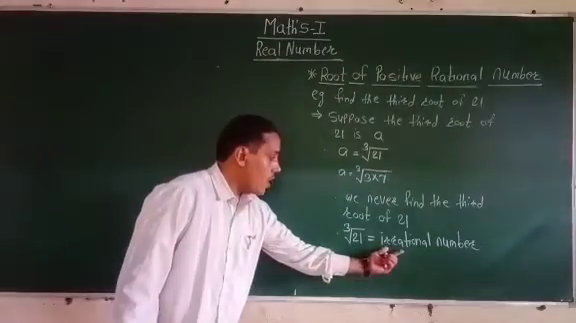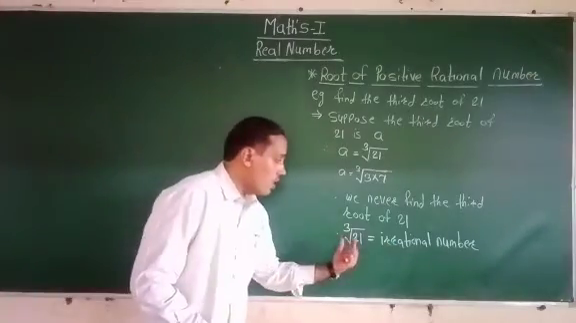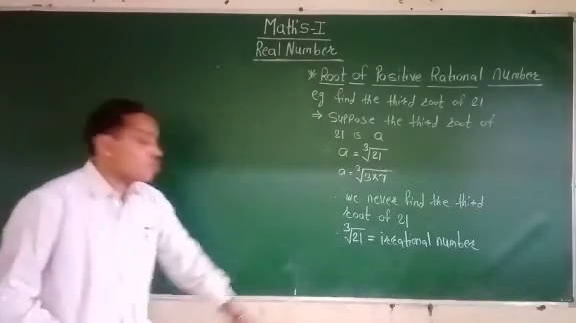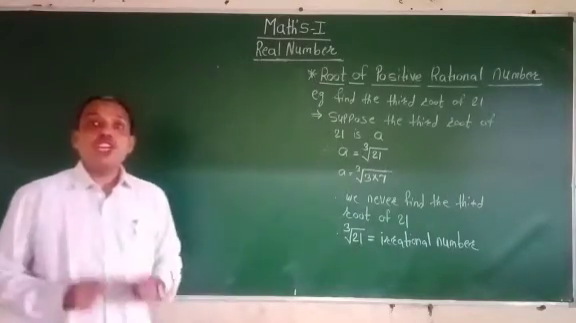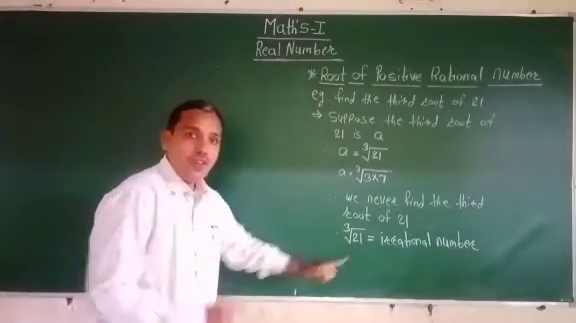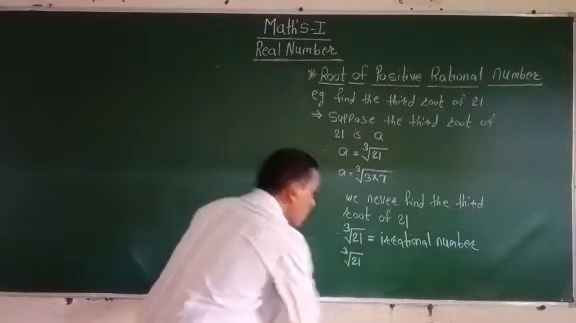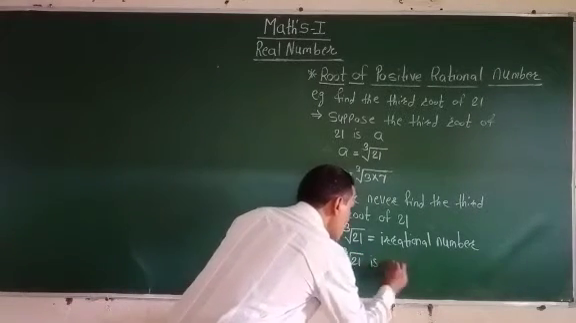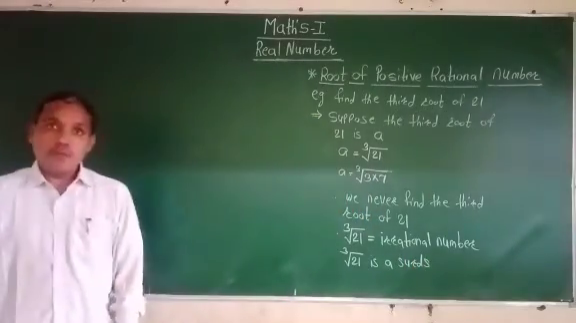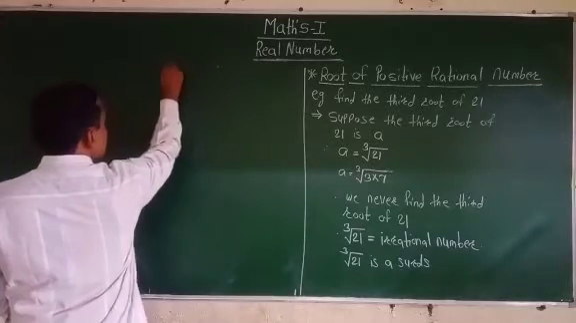So when we find any root of any composite number or any whole number, and we get an irrational value, those numbers we call surds. We call them surds, and that is why we say the third root of 21 is a surd. So what is meant by surds? By getting the definitions and different examples.